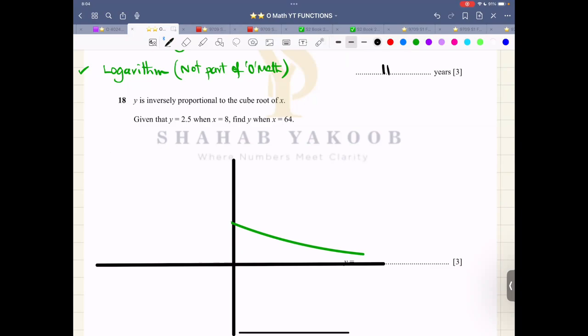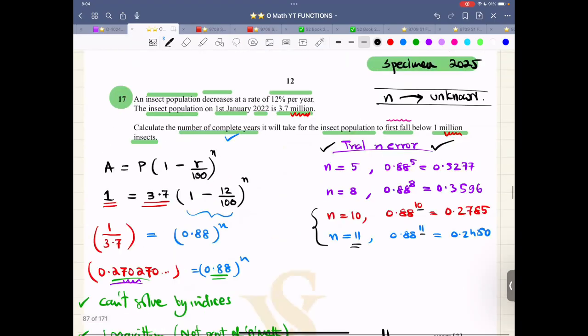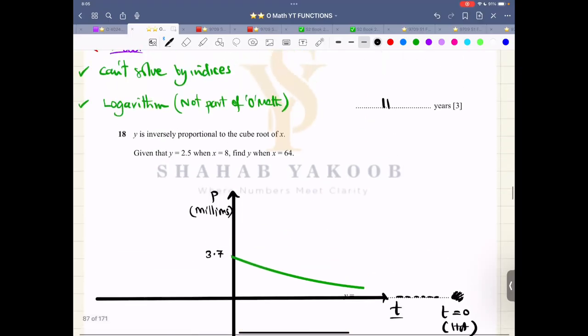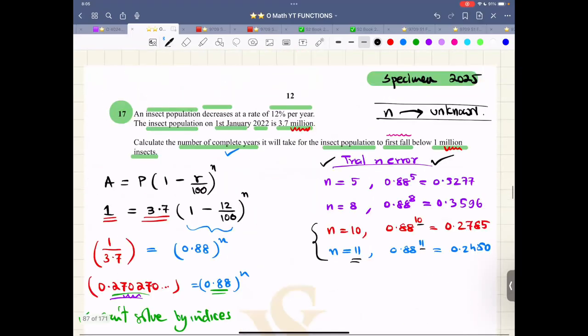The population started from which value? This is P, this is T. It started from 3.7 million. So population in millions started from 3.7. It keeps on going down. That is the asymptote, and the asymptote is P equals 0, the horizontal asymptote, if they would ask us to draw this particular graph.